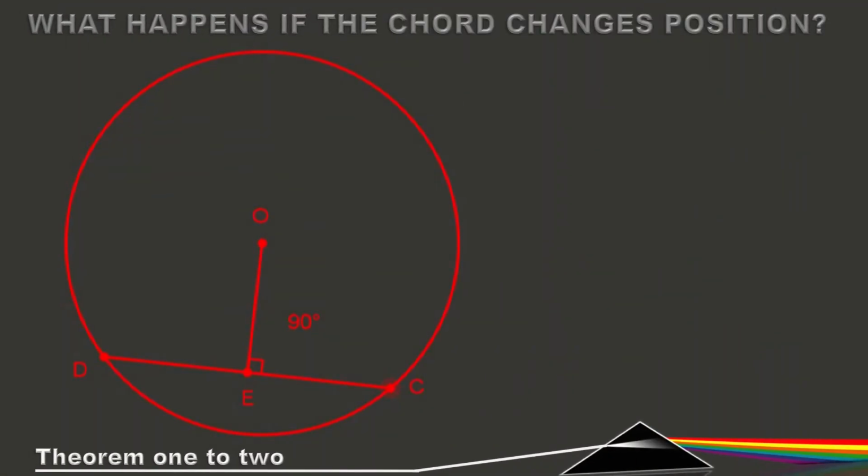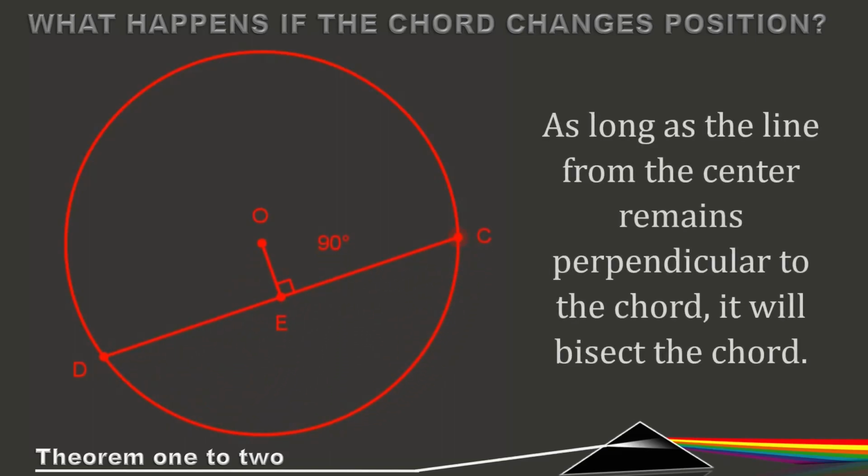Okay, now I want us just to kind of make this idea a bit more flexible in our heads. So what I'm going to do is I'm going to move the chord around so that we can see what will happen if the chord lies somewhere else. But the only condition we know is that the chord and the line from the center of the circle has to be perpendicular. So when we move that chord around, we can see as long as we keep that line perpendicular, it's always bisecting the chord. Okay, and that is basically making this theorem true. So as long as the line from the center remains perpendicular to the chord, it will bisect the chord.